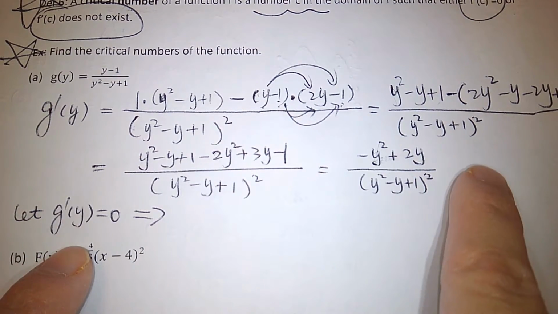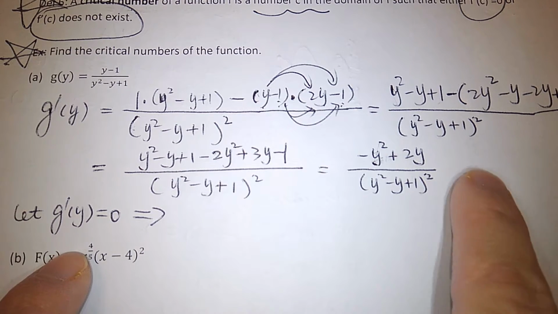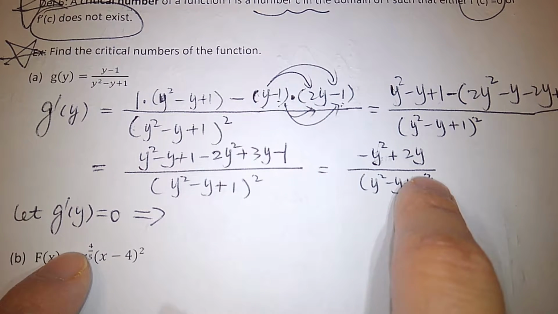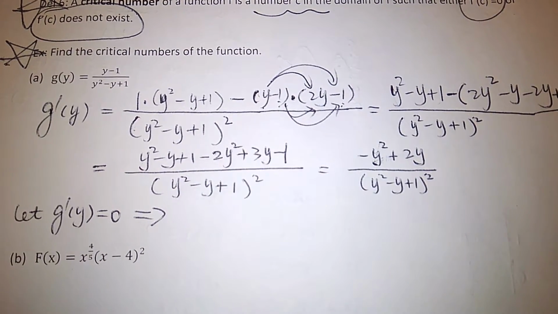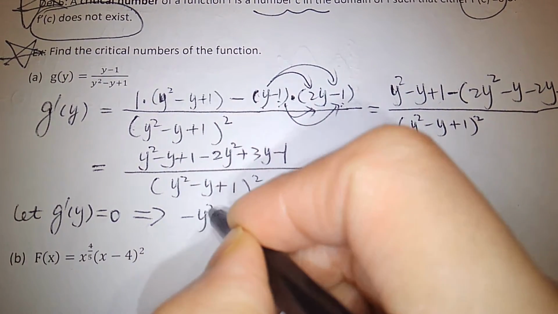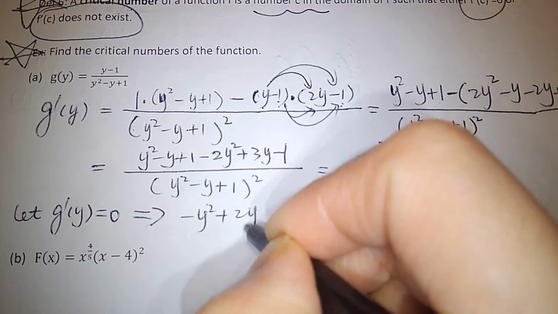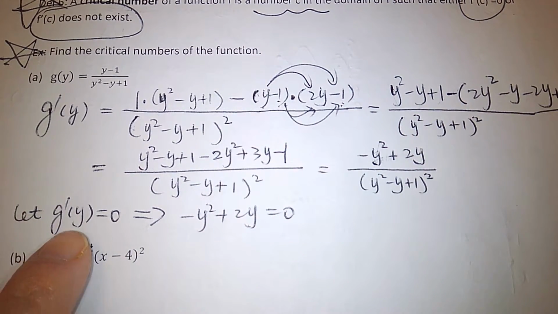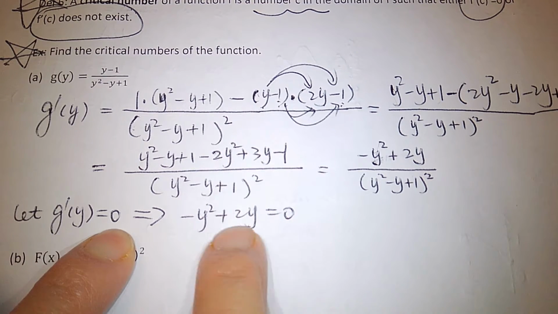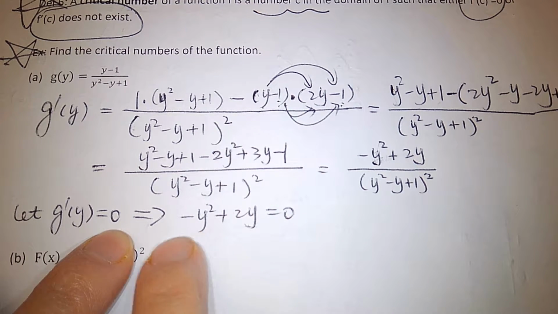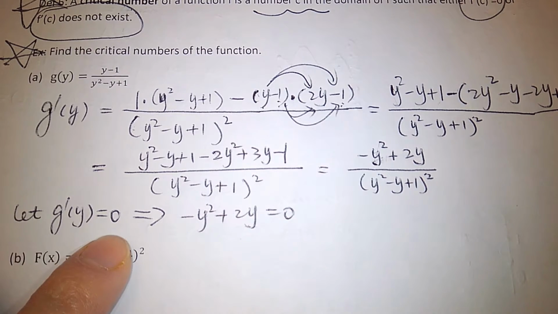If a fraction equals 0, the numerator has to be what? 0, right? Because 0 divided by anything gives us 0. So this implies negative y squared plus 2y equals what? 0. So this is one part. The derivative equals 0. Okay. So we can have the numerator equal 0 and then we can solve for y.